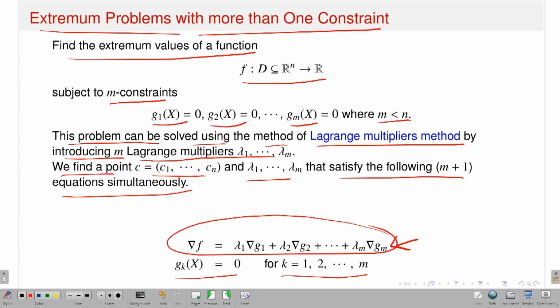So, these many equations you will have, of course, depending on the variables you will have something here. You have to find a point which satisfies all of this along with this. That means we have to find a point c and lambda 1, lambda 2, up to lambda m that satisfies these equations simultaneously, that is important, and that will give you the possible points of extremum.